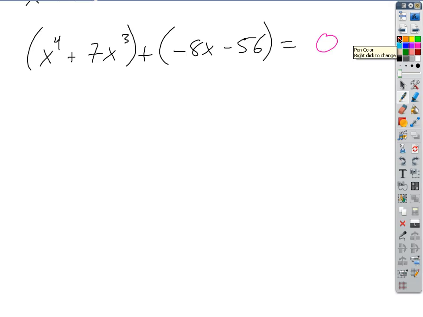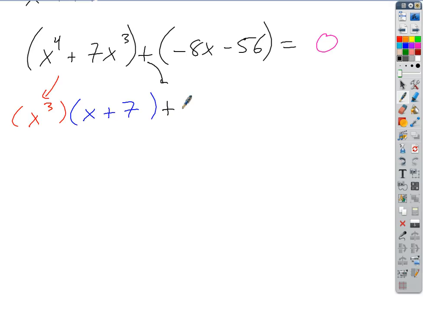Okay, greatest common factor of the first group would be what? X cubed. Good. So if I undistribute an x cubed from the first group, what am I left with? Okay, x plus 7. Everybody agree? Okay. Plus, same thing for the second group. Whoops.